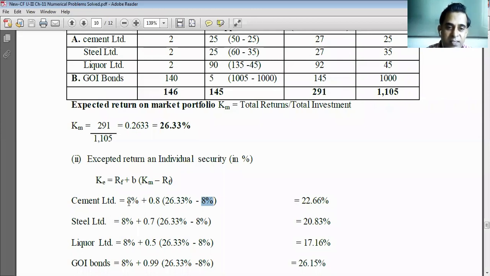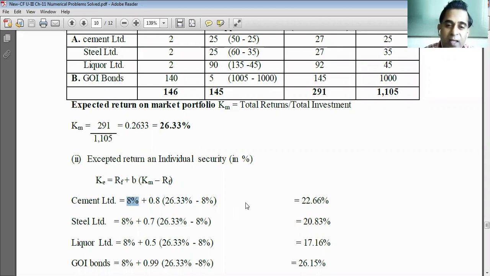If you simplify this, remember how to simplify. Don't add 8 plus 0.8, your answer will be wrong. Keep 8 as it is, keep 0.8 also as it is. First deduct the two figures in the bracket, 26.33 minus 8. Whatever remains, multiply that by 0.8. Whatever product you get, add that to 8%. Then your answer will be correct.